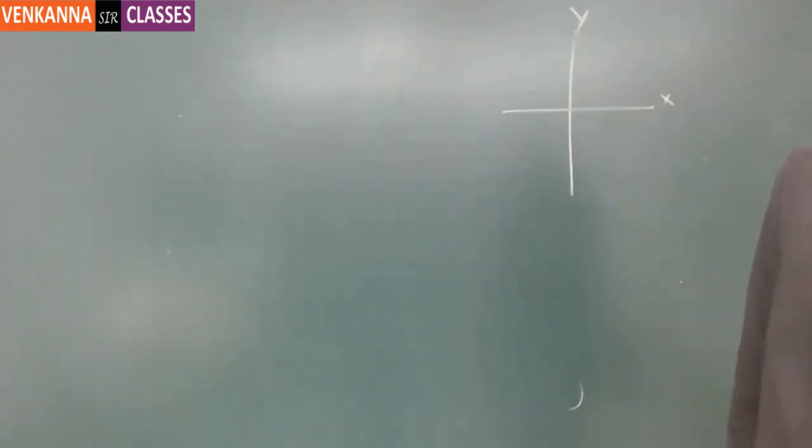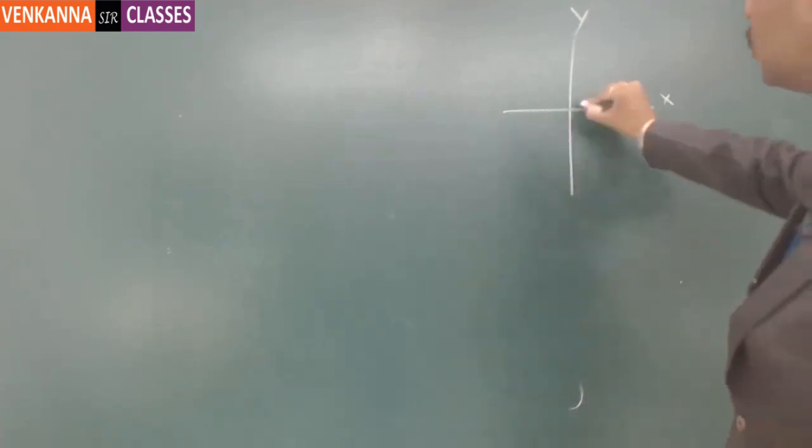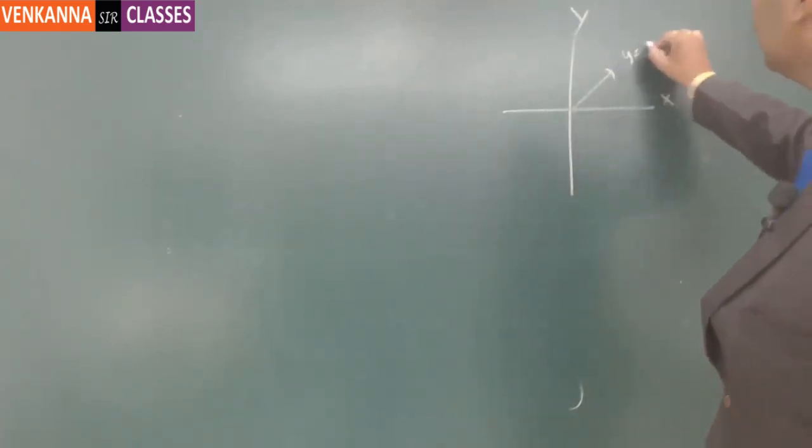So what is the subspace here? Any line passing through origin. Any line passing through origin is a subspace. You can check for that. You can take y is equal to 2x, 3x, 4x, anything. You can take like that.